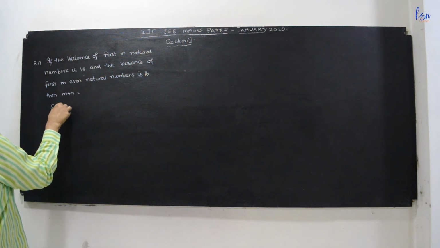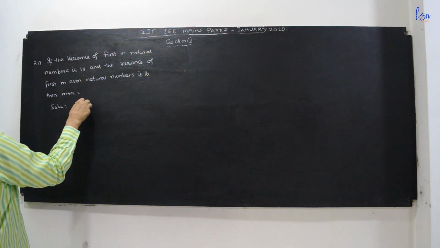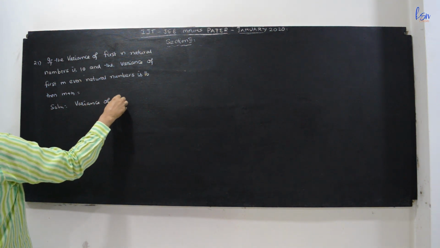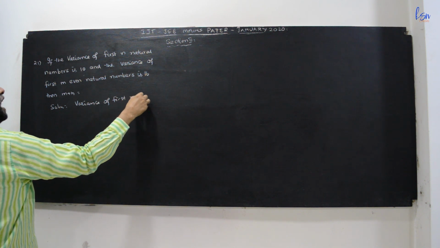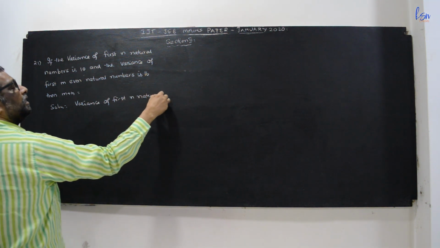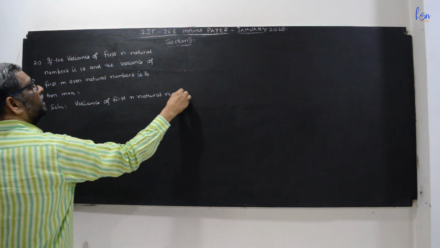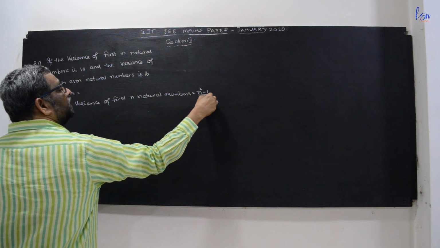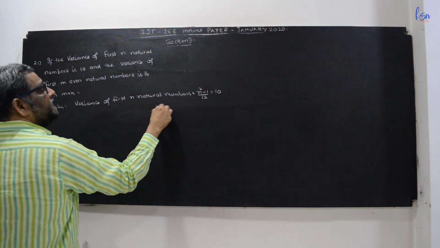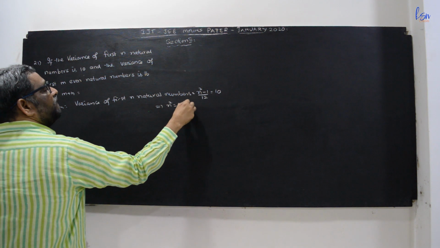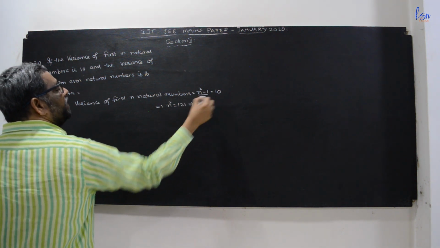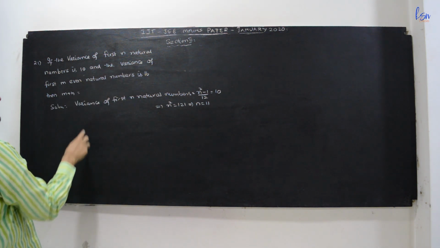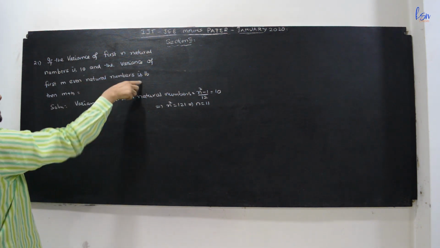Now the variance of the first n natural numbers is 10. So, solution: variance of the first n natural numbers is equal to n square minus 1 by 12, that is given as 10, which implies n square equals 121, which implies n equals 11. The variance of the first m even natural numbers is 16.